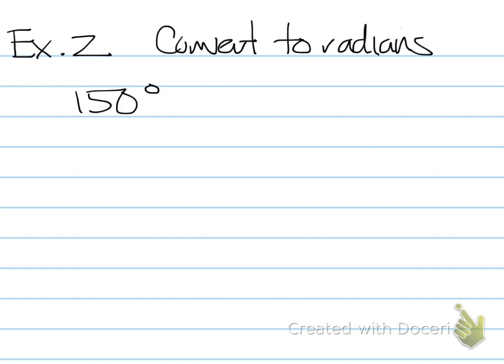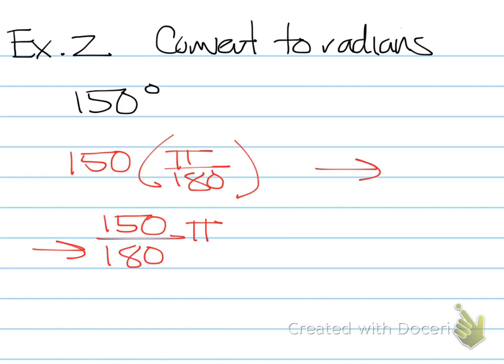If we wanted to convert 150 degrees to radian, we would again multiply 150 by pi over 180. That will give us 150 over 180 pi. And once we simplify that fraction, we get 5 pi over 6.